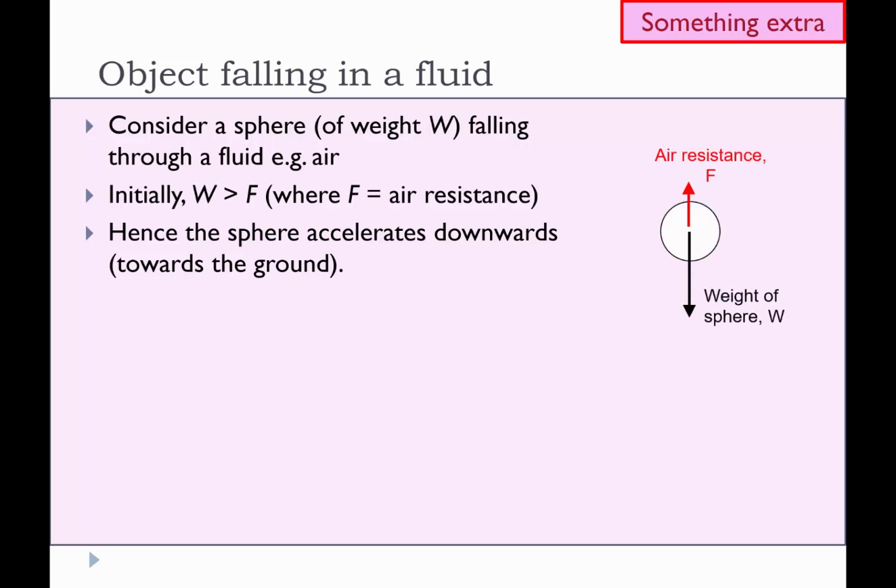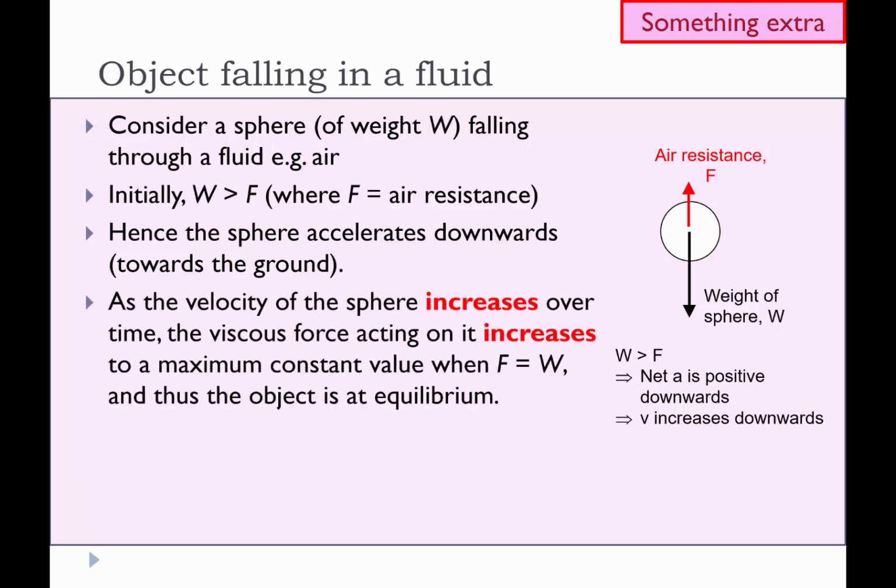In this case, you can see that I've drawn the air resistance with a smaller magnitude compared to the weight. As it accelerates, the velocity will increase, and as velocity increases, the viscous force acting on the object, in this case the air resistance, will increase up to a scenario where the air resistance is equal to the weight. When the air resistance is equal to the weight, the object is in equilibrium, the net force is zero, acceleration becomes zero, and the velocity reaches a maximum.